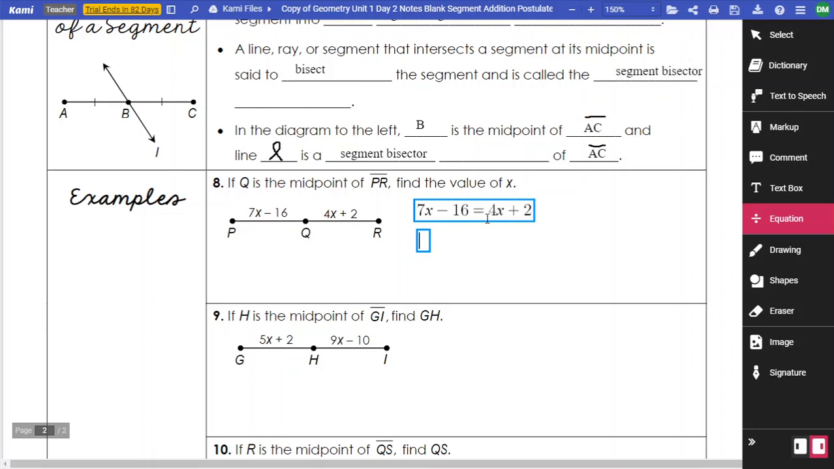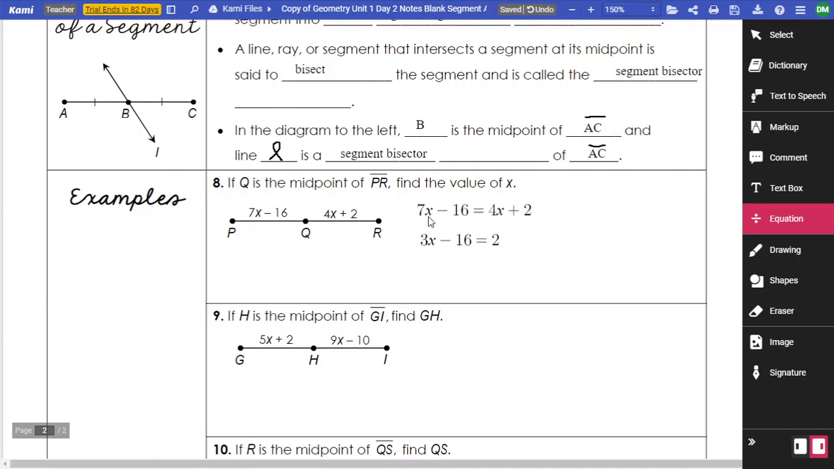So first things first, let's subtract 4x from both sides. So I'm going to take this 4x, and I want to get rid of it on the right side, which means I need to subtract 4x from both sides. So 7x minus 4x is 3x. We have not messed with that 16 yet. And over on the right side, 4x minus 4x is 0, so we're just left with a 2.